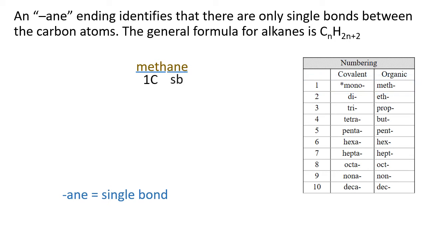And ane means single bond. So I've got 1 carbon with single bonds. Now, all the bonding potential of the carbon has to be made up by hydrogens when we're finished. So we have a carbon here that's making no bonds, and all carbons have to make 4 bonds. So I will then add 4 hydrogens to that carbon. And that is the formula for methane.